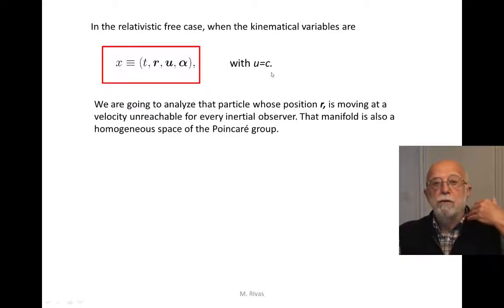So, what we are going to analyze is such kind of particles for which the point where they are located are moving at a speed unreachable for every inertial observer. What we see is that this manifold is also a homogeneous space of the Poincare group. Given two sets of these values with this constraint, there is a group element, a Poincare transformation, which links them. So, this manifold can represent the kinematical space of a classical elementary particle.